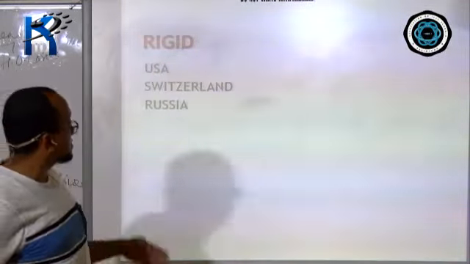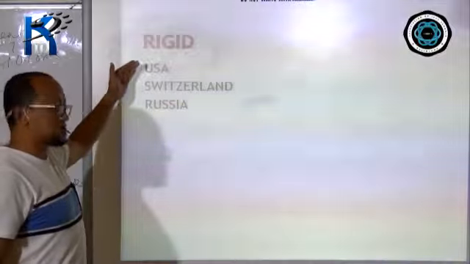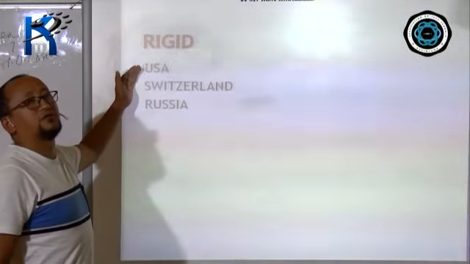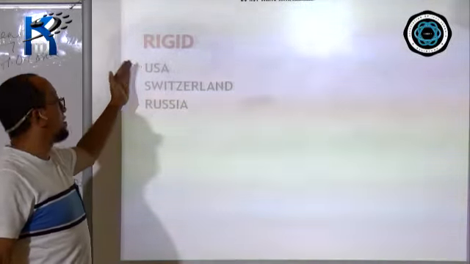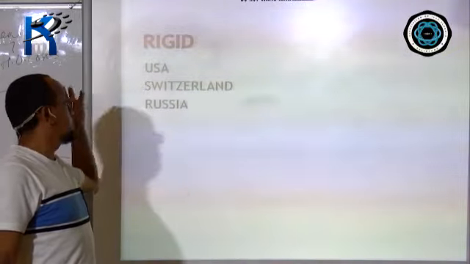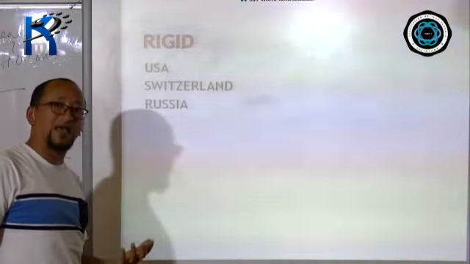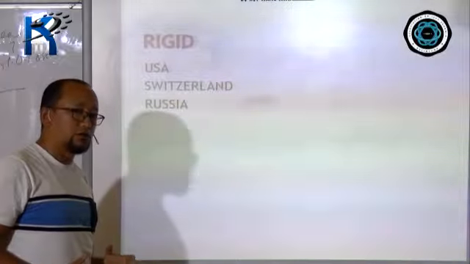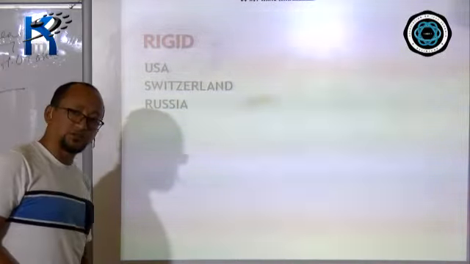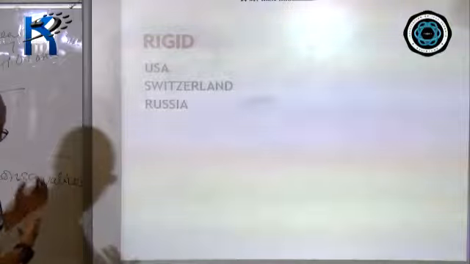In that context, you can have a look over here. The United States of America has a very, very rigid constitution. Switzerland, Russia, these countries have rigid constitutions. All right. If we refer to the United States of America, I would like you all to see over here on the board.